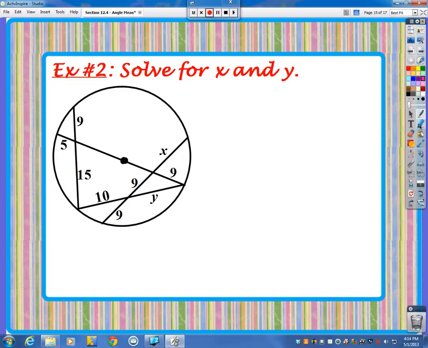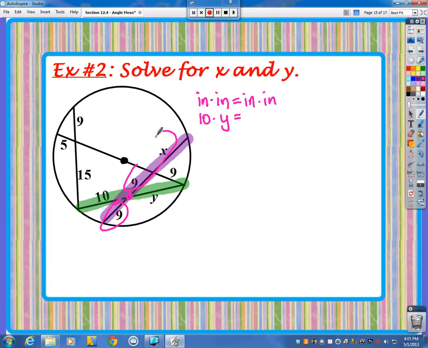So if we set this thing up, here's one chord, and we're going to have to do the inside times inside equals inside times inside. So I'll just call it in. So I got 10 times y for one chord, and then this guy, where do I want to cut it off? Do I want to say this is an inside piece and that's an inside piece?